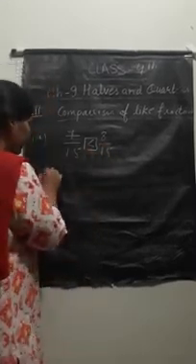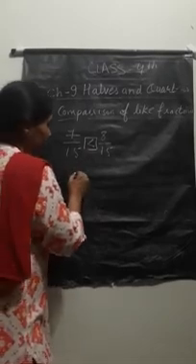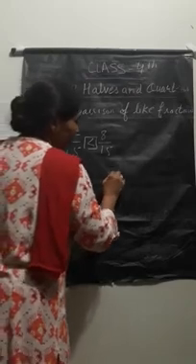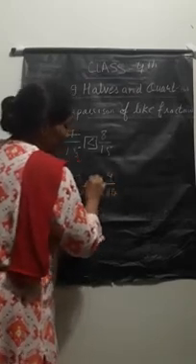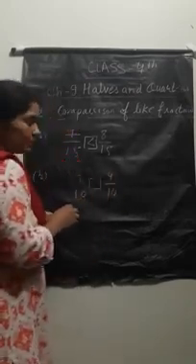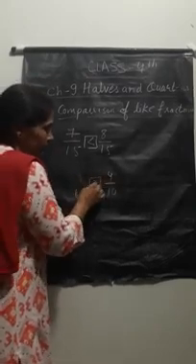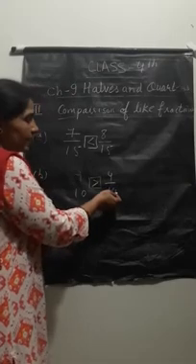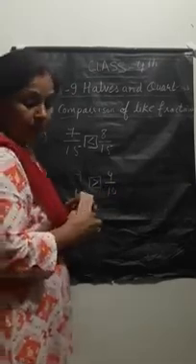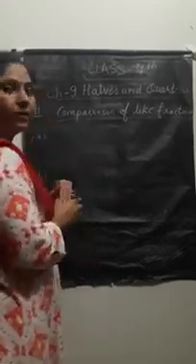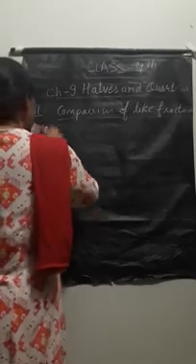One example I am giving here. Suppose I have written 9 upon 10 and 4 upon 10. Which one is greater, 9 or 4? So 9 upon 10 is greater because the denominators are the same. Next question: arrange like fractions in ascending order.